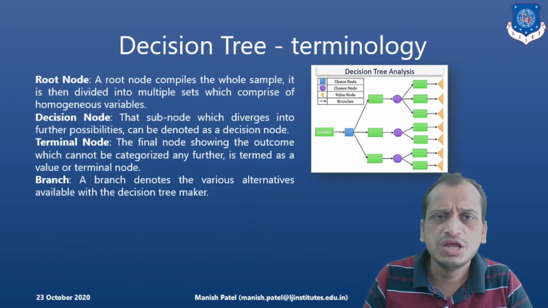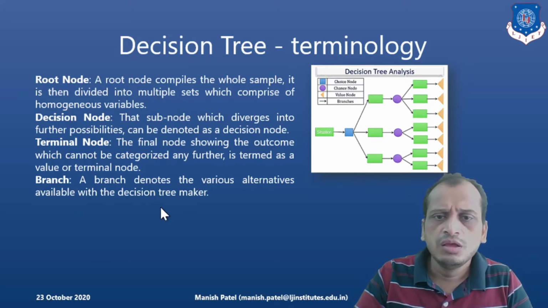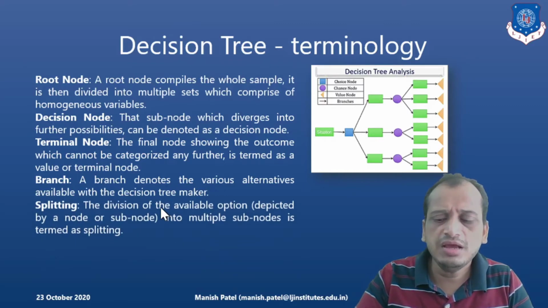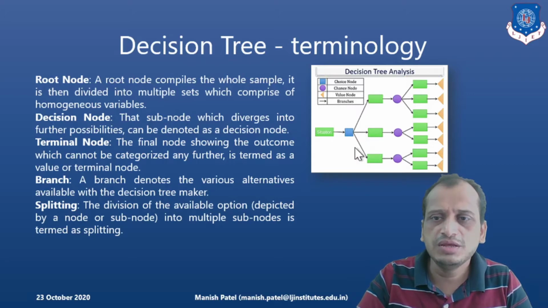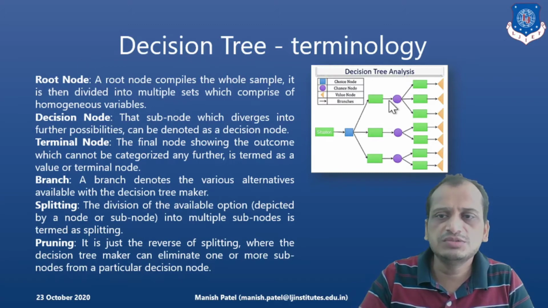Then you have branches. Different alternatives branch out from the decision nodes or chance nodes. Splitting is, for example, here we have split into three alternatives based on the decision making, and pruning is merging two different alternatives. We will leave these two because they are specifically used in data science, but here the specific terms are root, decision, terminal, and the branches.